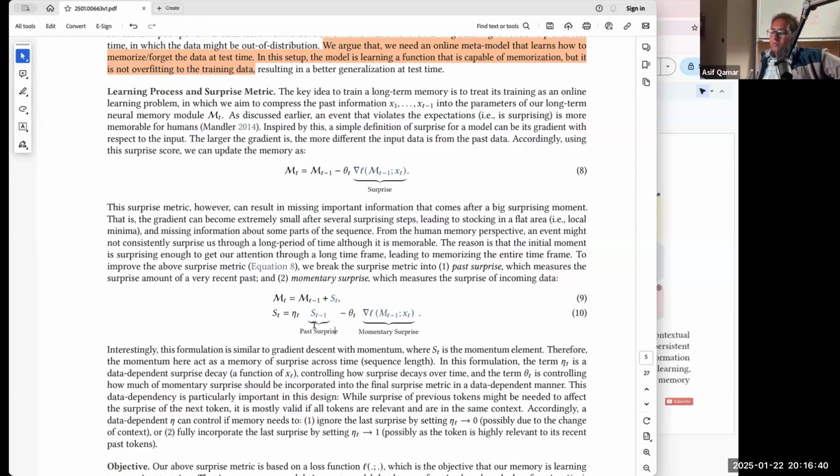Then the delta is more. Then the memory system would be able to remember that new surprise information. So that is the momentary surprise. And the past surprise has two things associated with it.